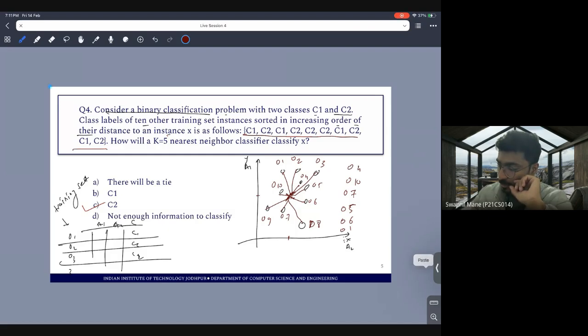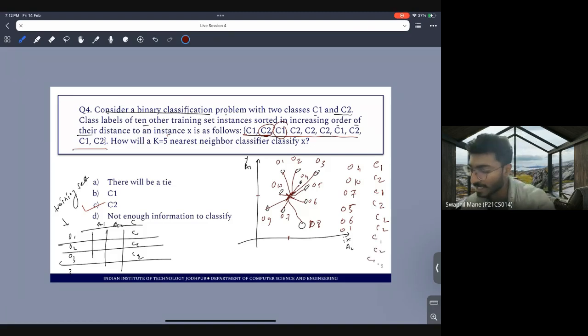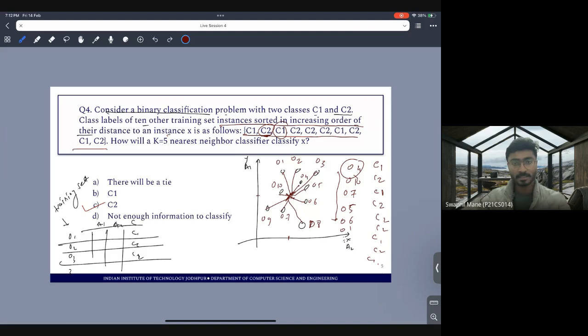Object 4 belongs to C1 class, object 2 belongs to C2 class, object 3, object 7 belongs to C1 class, likewise C2, C2, C2, C1, C2, C1. Because the question gives the instances sorted in increasing order, object 4 is the minimum distance, then object 10 is the next minimum distance. So these are the sorted objects along with their classes.